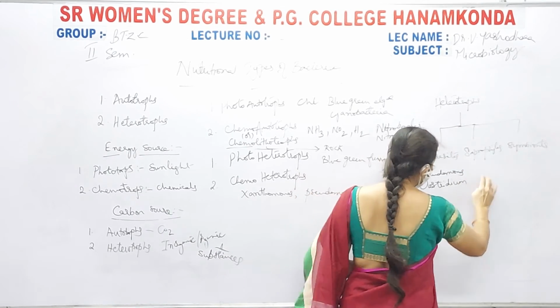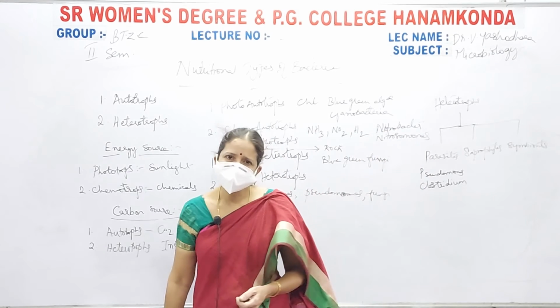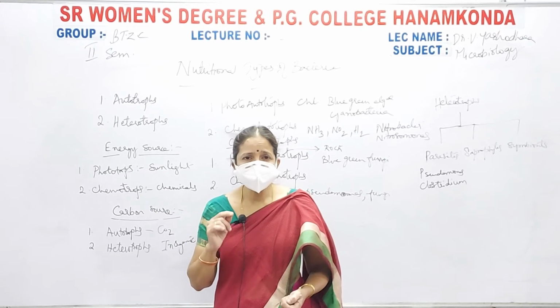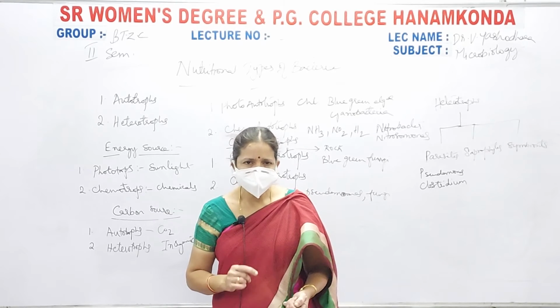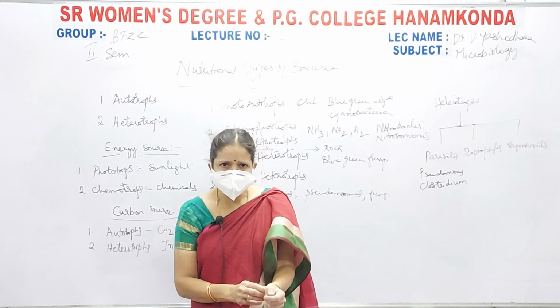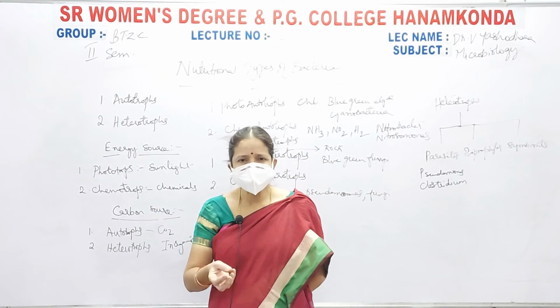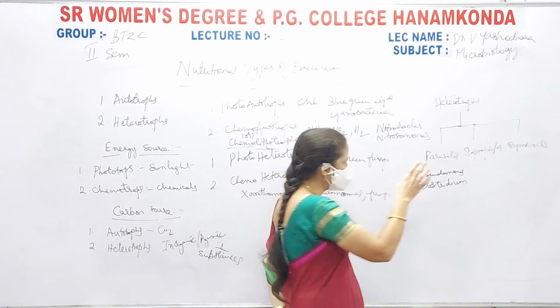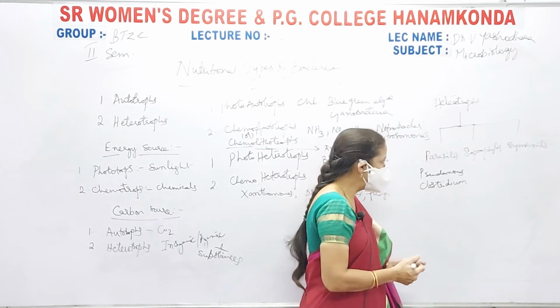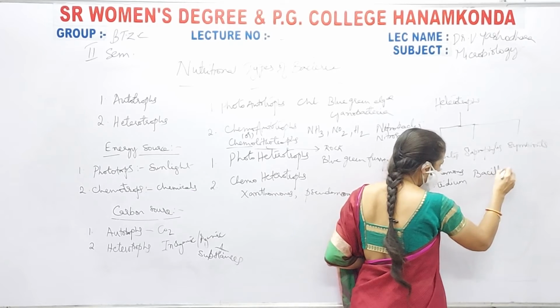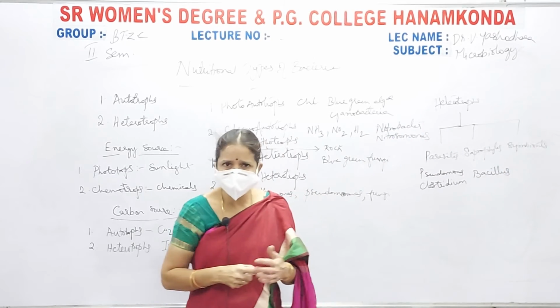Coming to the saprophytes. Saprophytes are the organisms that are dependent on dead and decaying organisms for their food. That means they will sit on dead and decaying organisms and feed on them. So they are called saprophytes, and the example for this is Bacillus.